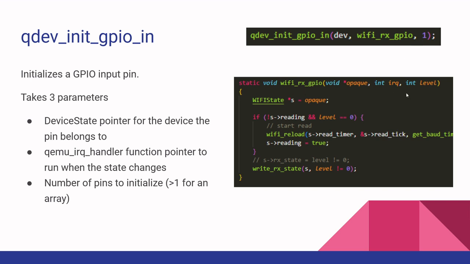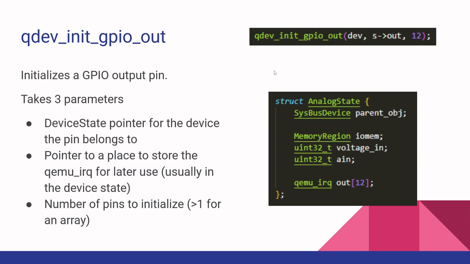Okay, here's a handler. You can see it takes an opaque pointer, which we can just translate into a Wi-Fi state, and then the IRQ number and the level. And then the number of pins to initialize. That can be more than 1 if you are initializing an array of them, for example.